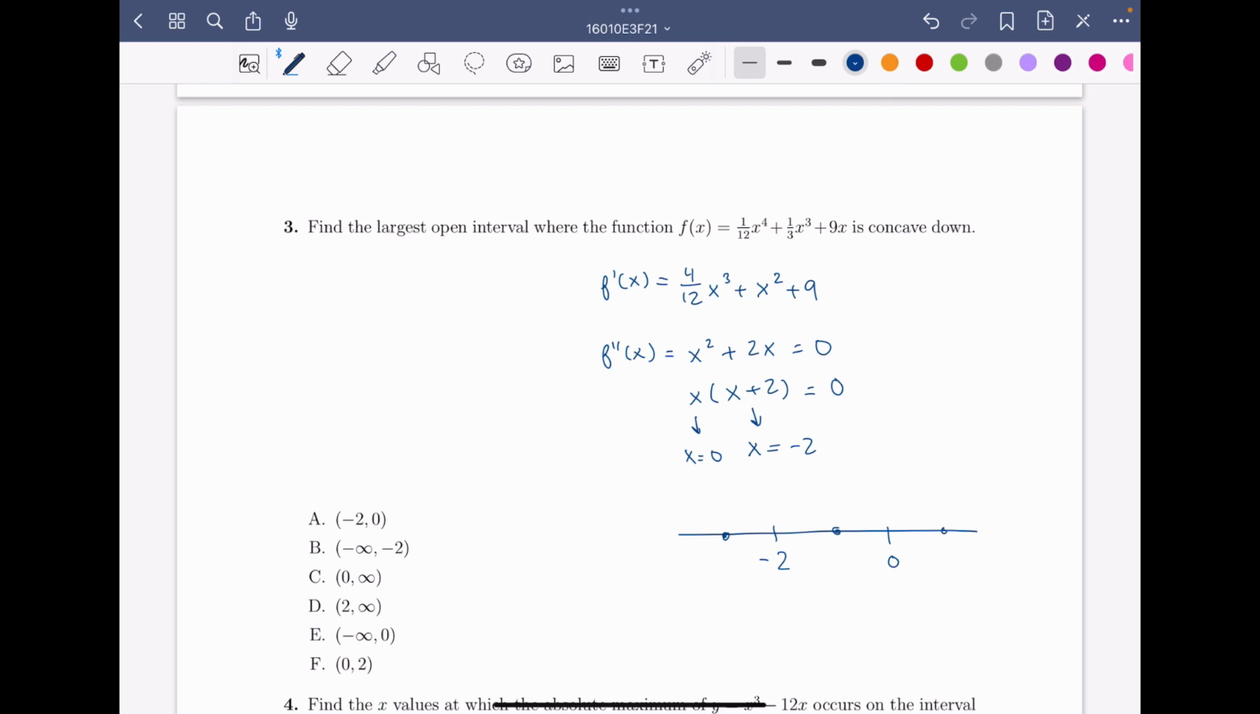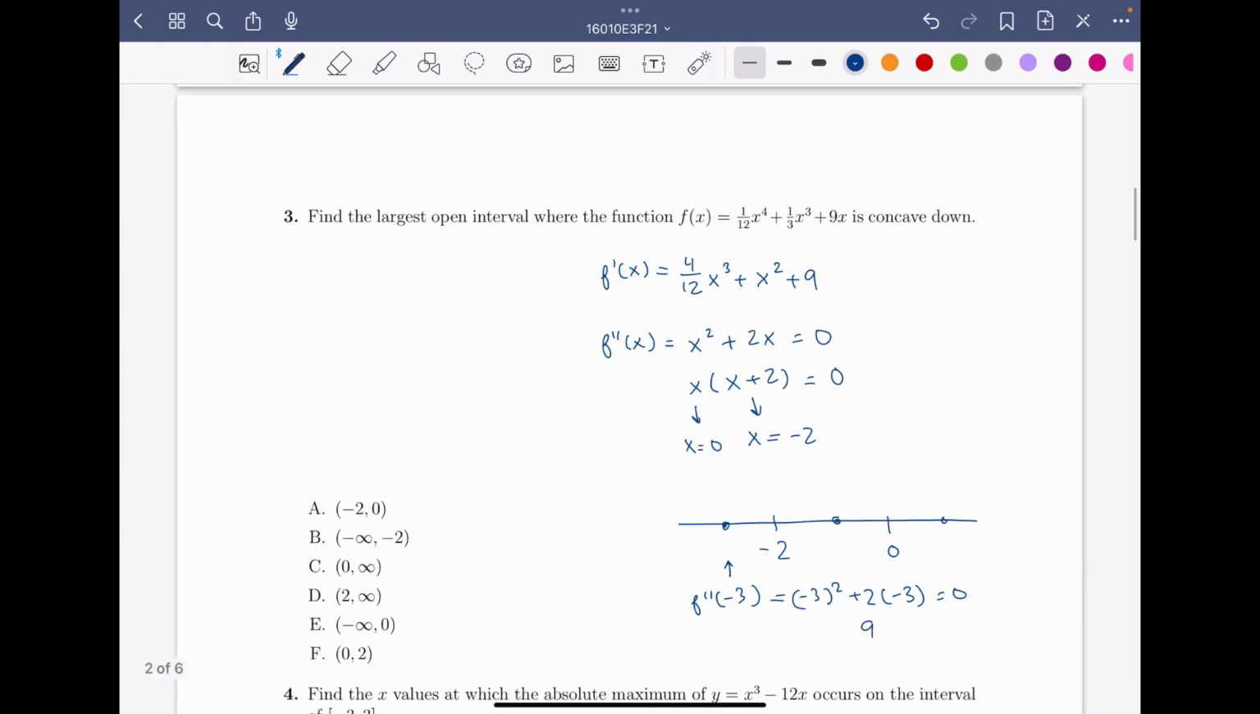So if we do negative 3, so f double prime of negative 3, so we're looking at this first region right there, we would get negative 3 squared plus 2 times negative 3. So that would give us 9 minus 6, which equals negative 3. So, or not negative 3, positive 3. So this part is concave up, or a big smiley face.